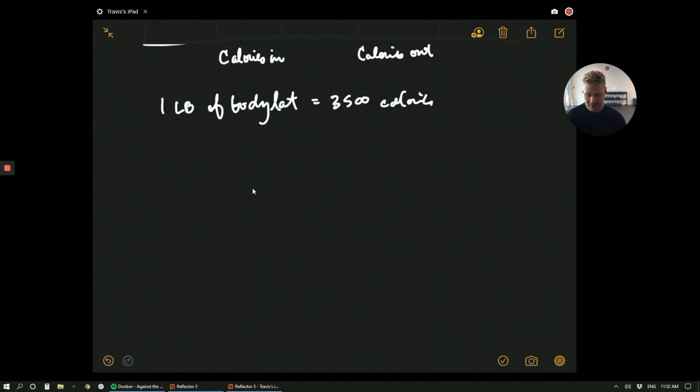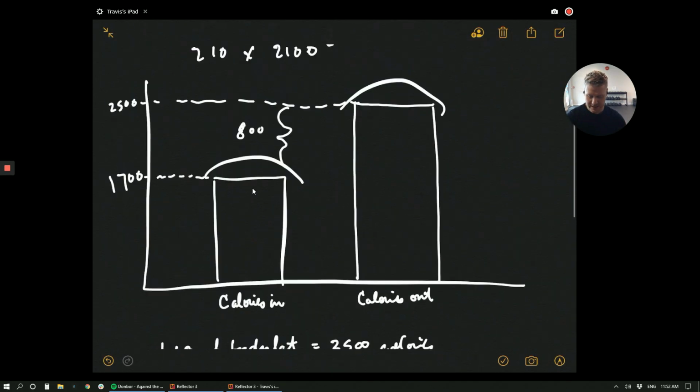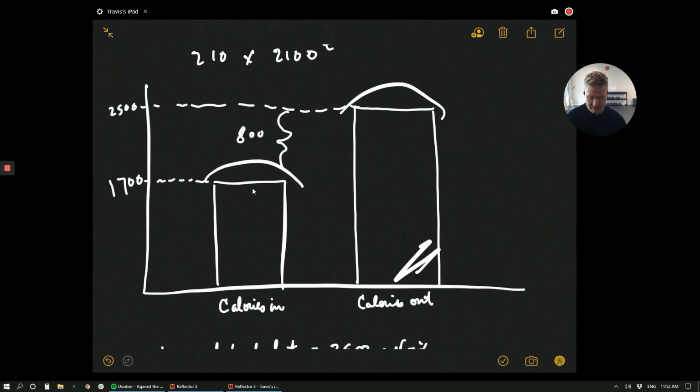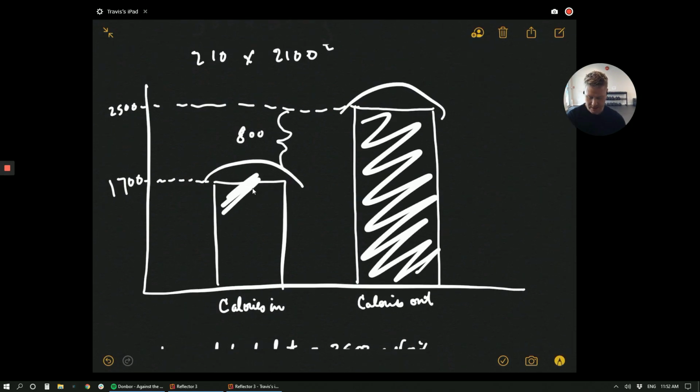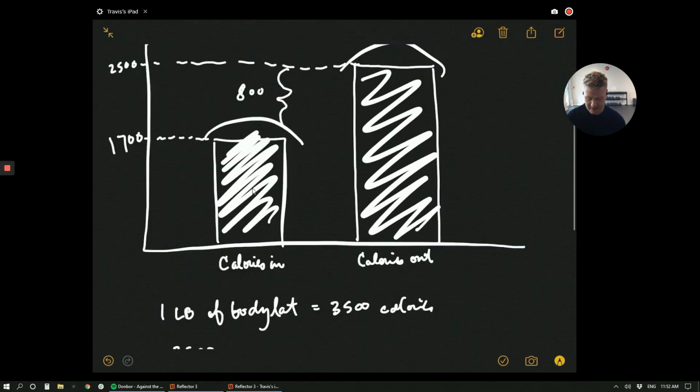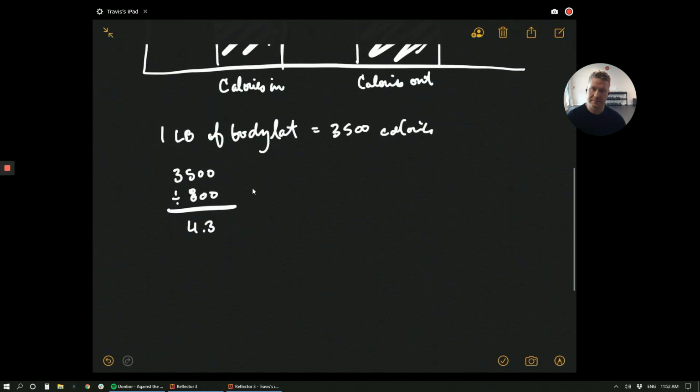Okay. So if we're burning 800 per day, how long will it take us to do 3,500? 4.3 days, roughly. 4.375 rounded down. So you will lose 1 pound every 4.3 days. Pretty straightforward, right? So 800 deficit, right? Burning more, eating less, 800 deficit, 4.3 days, lose a pound. Pretty straightforward.